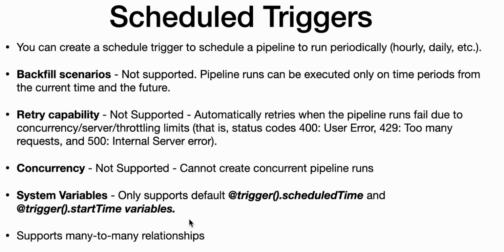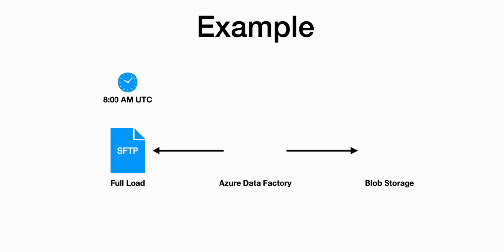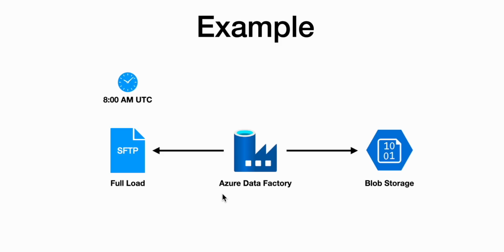Now let's take an example to understand what schedule triggers are. In this scenario, imagine that you have an SFTP location where a file is placed on a daily basis at 8 a.m. UTC. So you have to build a data factory pipeline. You have to copy the data from this SFTP location to your blob storage. And this is a full load scenario where this file on a daily basis is appended with the data and is placed in the same location.